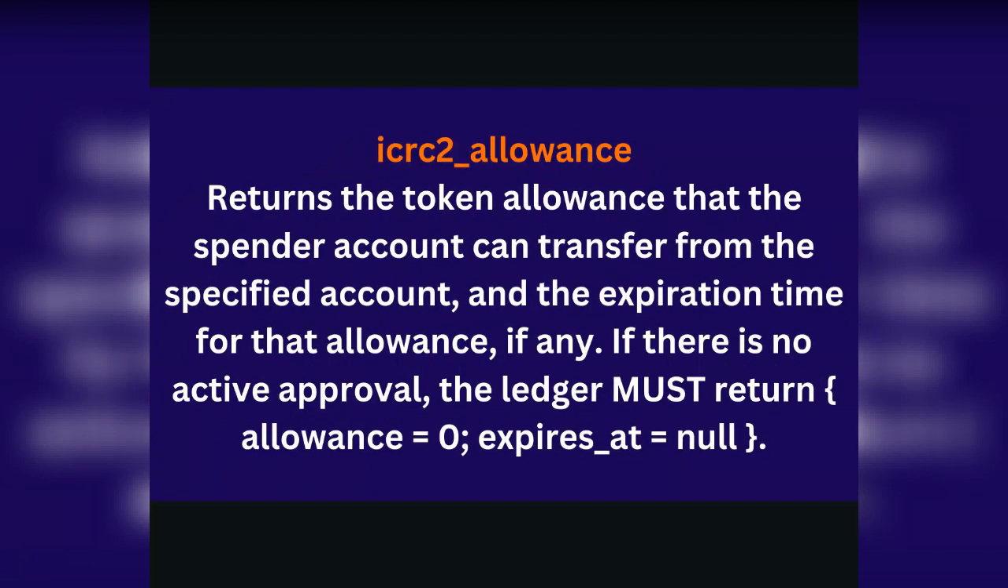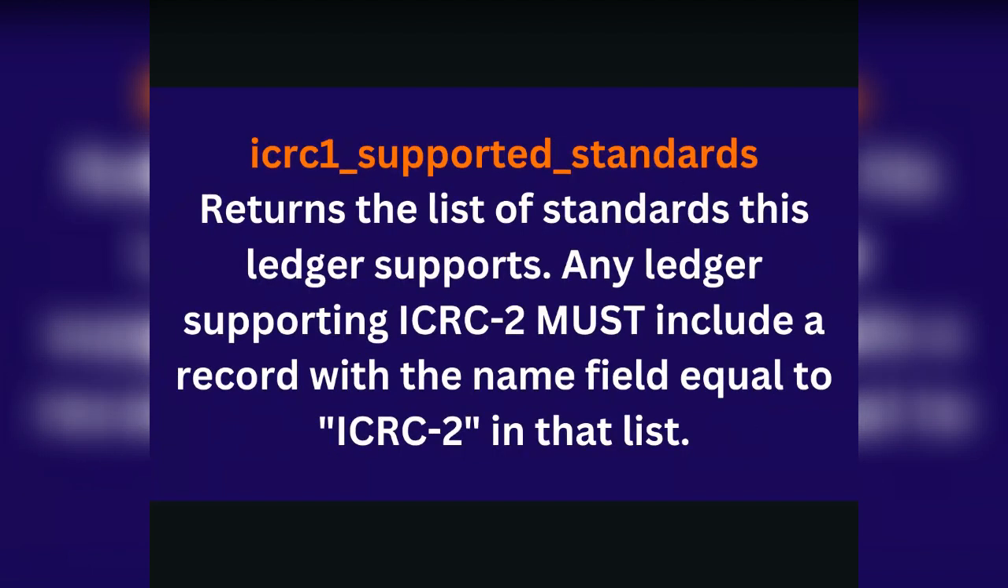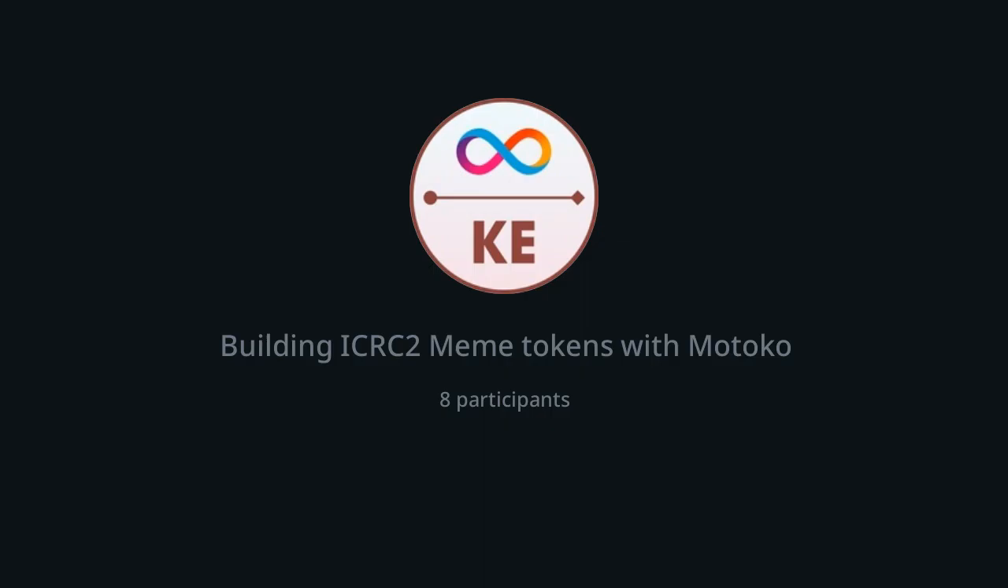And there's the ICRC2 allowance method, which just returns the token allowance that the spender account can transfer from the specified account and the expiration time for that allowance, if there is any. If there is no active approval, the ledger must return that particular balance. There's the ICRC1 supported standard, which just returns the list of standards the ledgers support. Any ledger supporting ICRC2 must include a record with the name field equal to ICRC2 in that particular list.